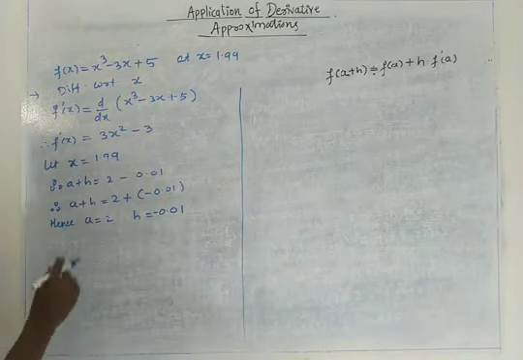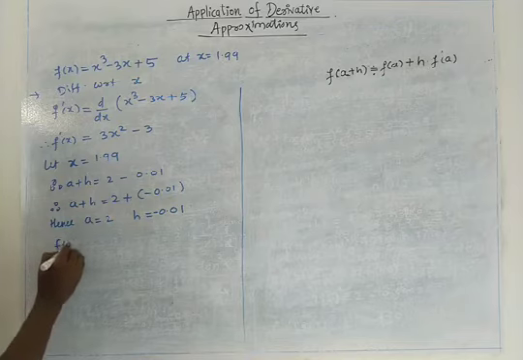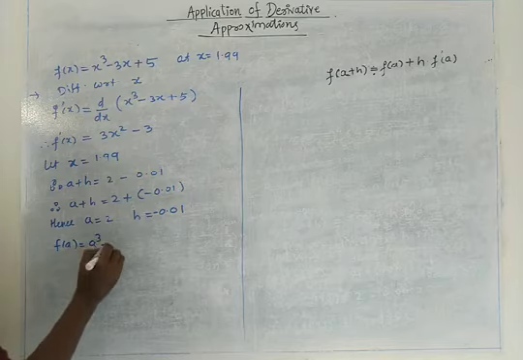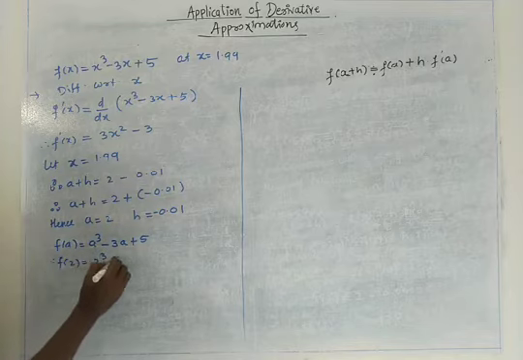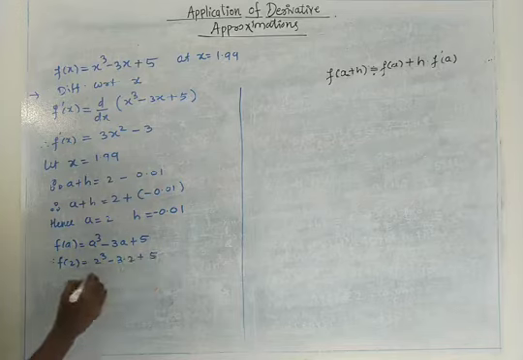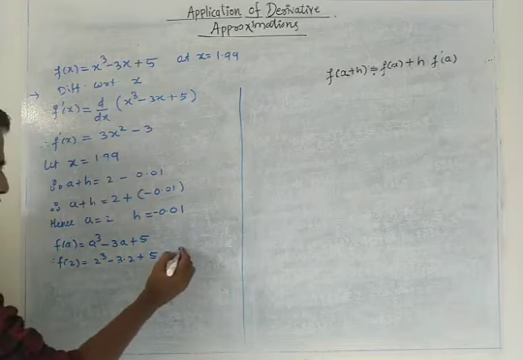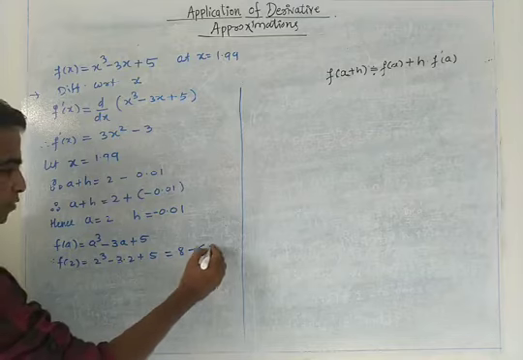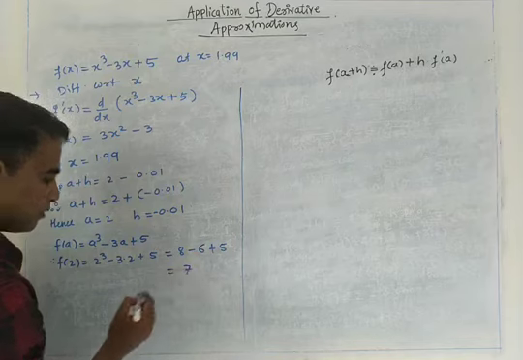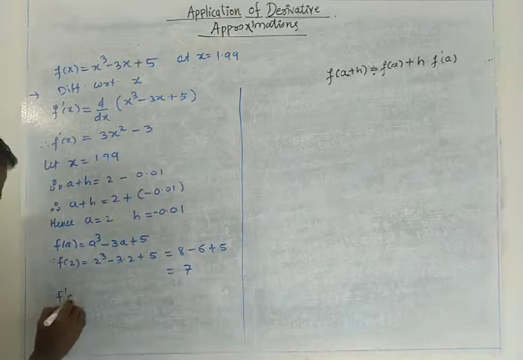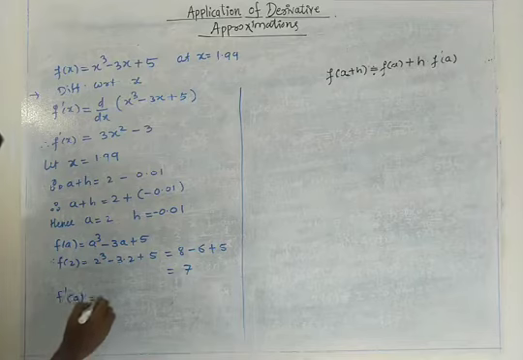Okay. So you got the value of a. Start with finding f of a. So f of a is the function, so it is a cube minus 3a plus 5. So now f of 2 is equal to 2 cube minus 3 into 2 plus 5. So 2 cube is 8 minus 6 plus 5. So 8 minus 6 is 2, and 2 plus 5 is 7. Similarly, f dash of a. F dash of a is equal to 3a square minus 3.